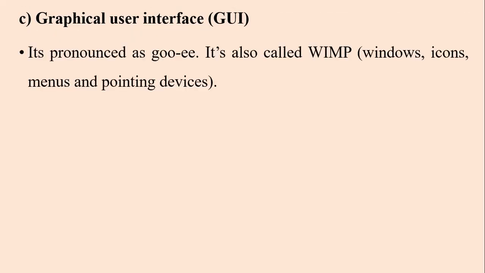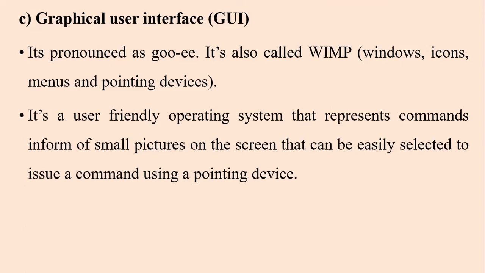From the menu-driven operating systems, we moved on to the graphical user interface operating systems, or GUI, which are common up to date. This operating system is pronounced as GUI. It's also called WIMP, that is, Windows, Icons, Menus, and Pointing Devices. The reason being that these are operating systems that the user interacts with through use of windows, icons, menus, and pointing devices. It is a user-friendly operating system that represents commands in form of small pictures on the screen that can be easily selected to issue a command using a pointing device.